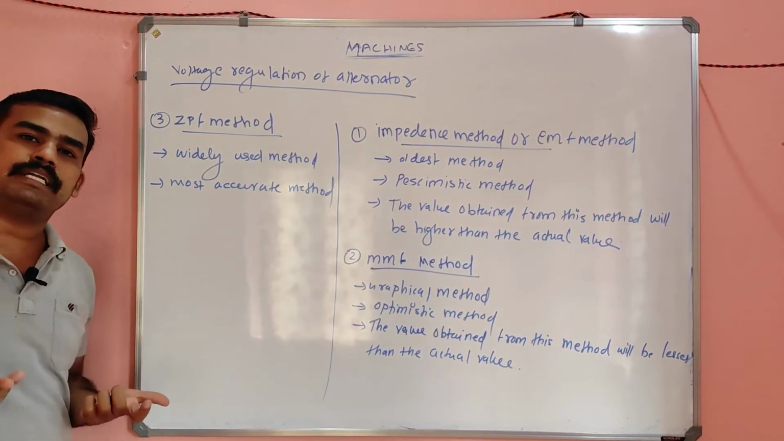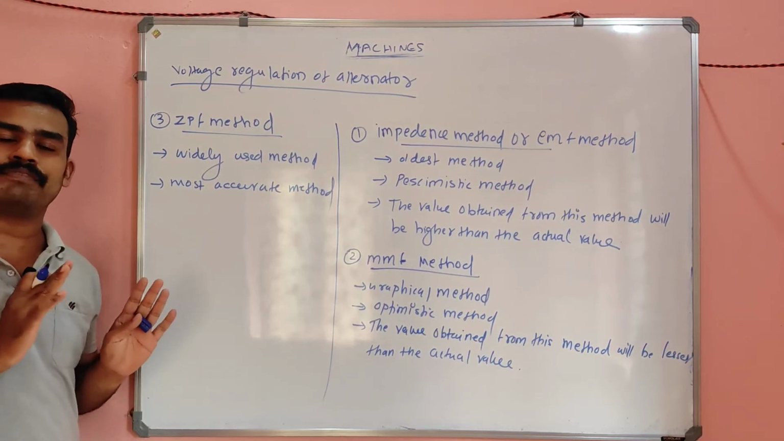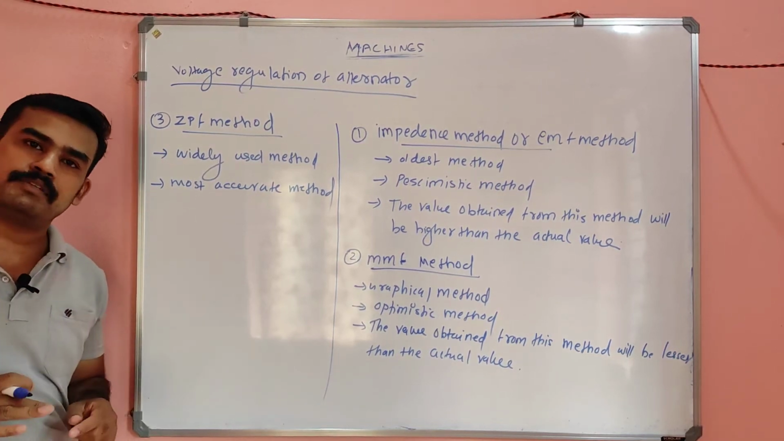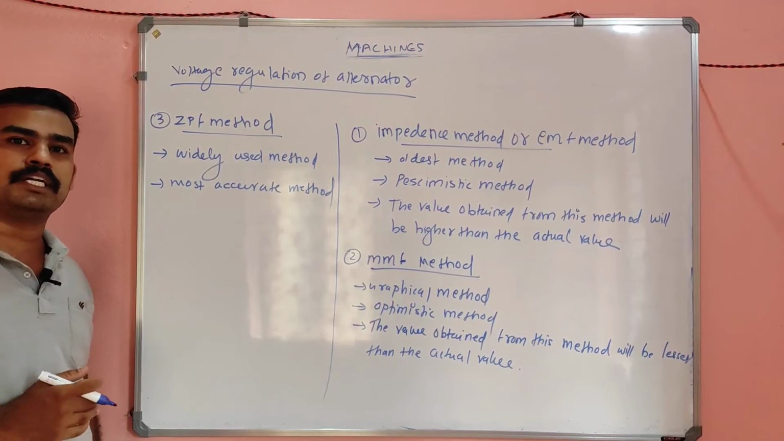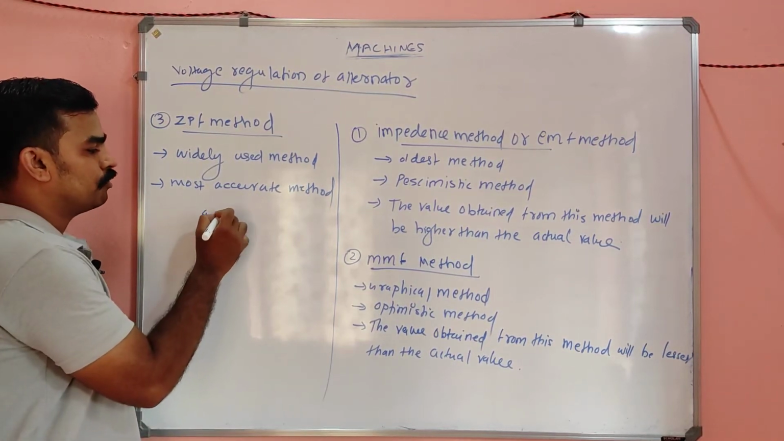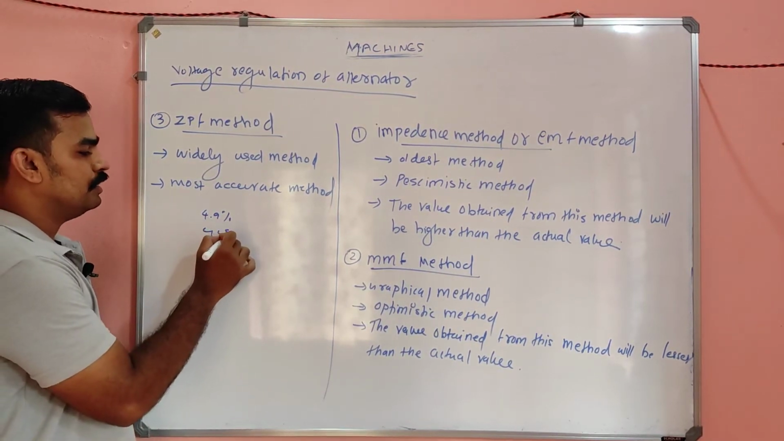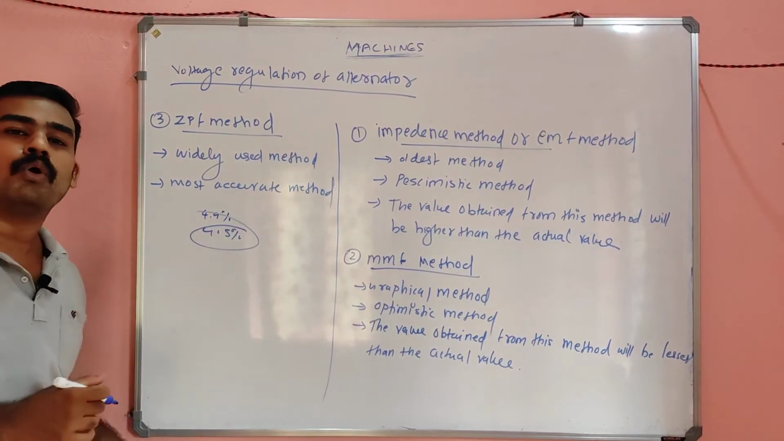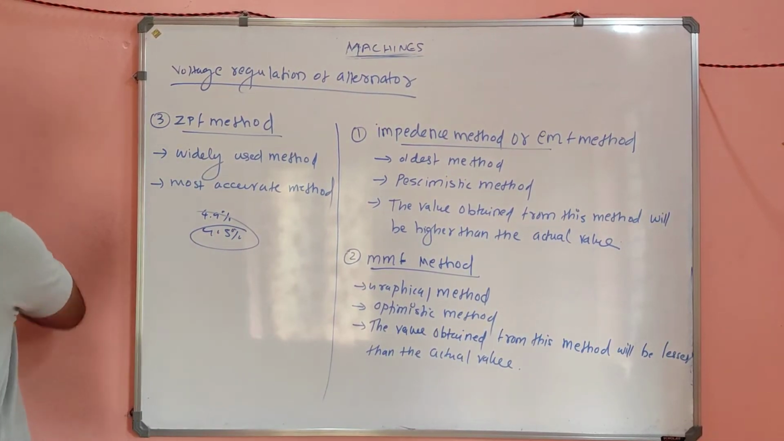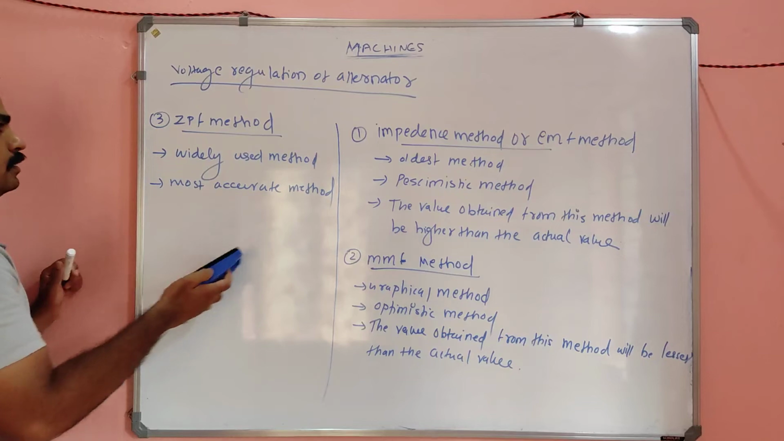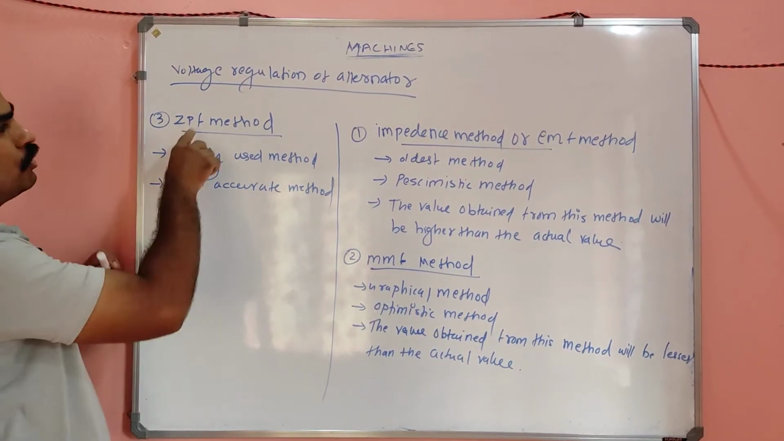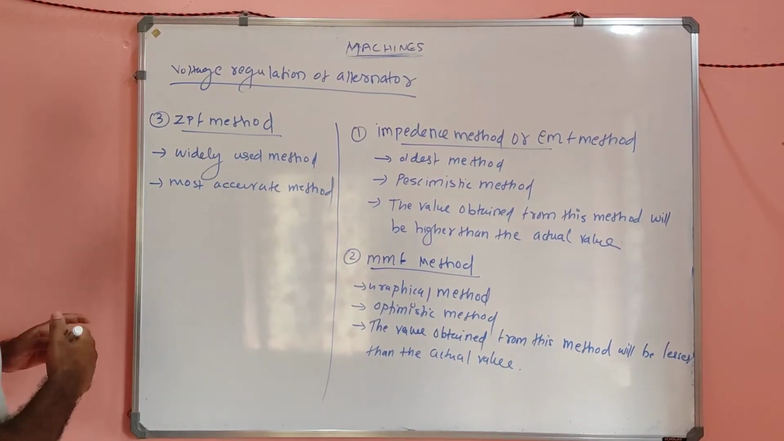I mean, if the voltage regulation of an alternator is actually 5%, then by using the ZPF method you will nearly get a regulation like 4.9% or 4.5%. Near to the original value of regulation you will get from the ZPF method. ZPF method is called the zero power factor method, my dear. It is also a graphical method.